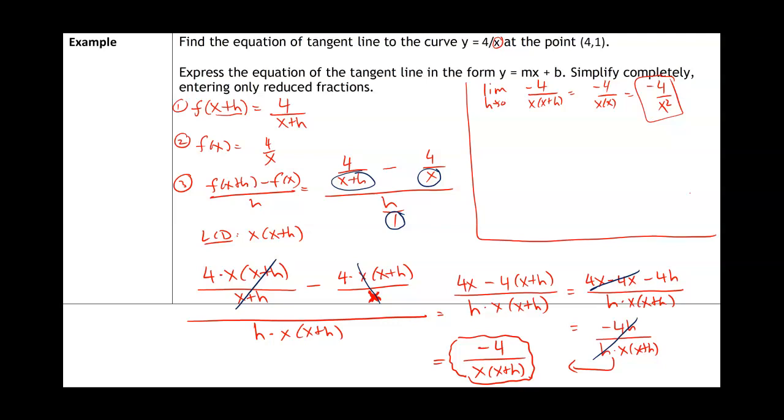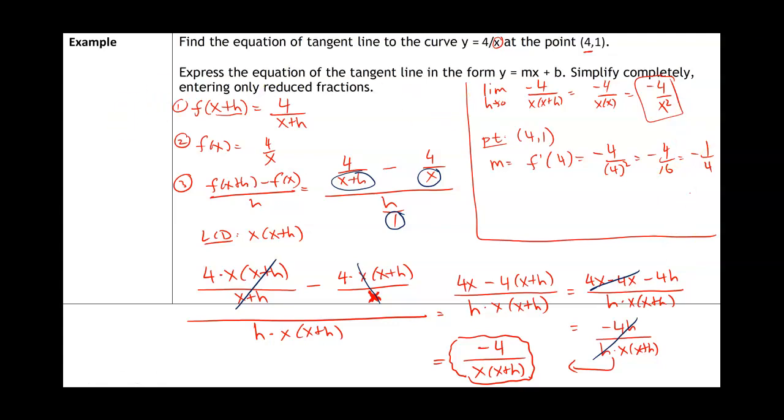Okay. But we want to find the slope at a specific point, which is x equals 4. So in order to find the slope, I'm going to plug in x equals 4. In other words, I'm looking for f prime of 4. Remember, f prime is the derivative or the slope of the tangent line at x equals 4. That'll be negative 4 over 4 squared, which is negative 4 over 16, and that'll be negative 1/4.